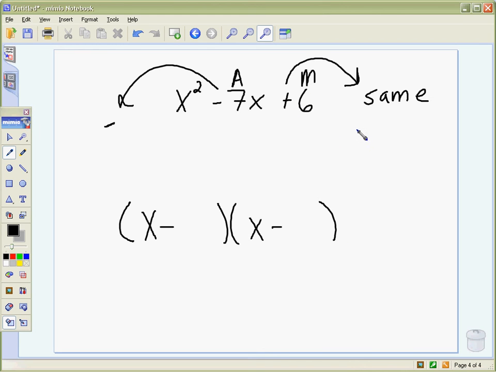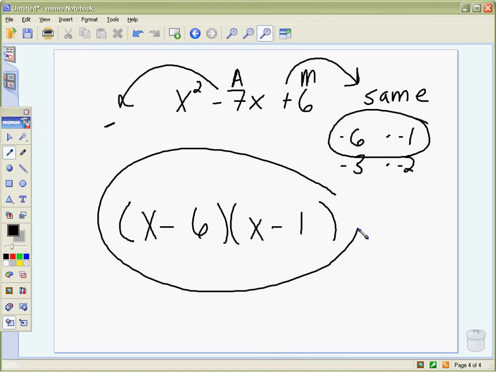I'm multiplying to get to 6 again. 6 times 1, 3 times 2. Both signs are the same. They're both minus, so which set of numbers is going to add to get negative 7? And it's the negative 1 and the negative 6, because negative 6 plus negative 1 is negative 7. So my answer is x minus 6, x minus 1. And that's a quick and easy way of factoring the simple way.